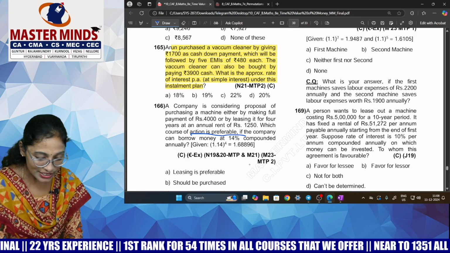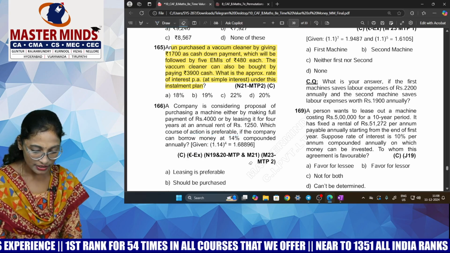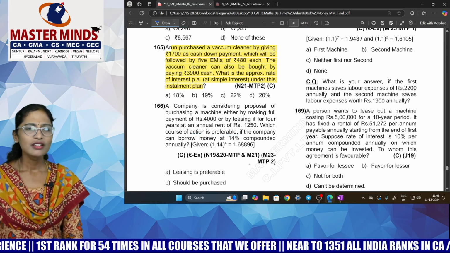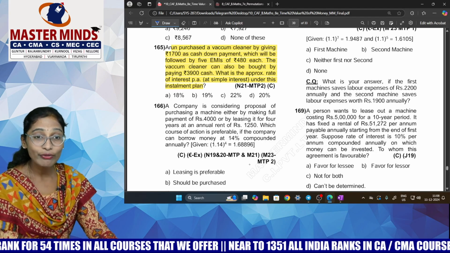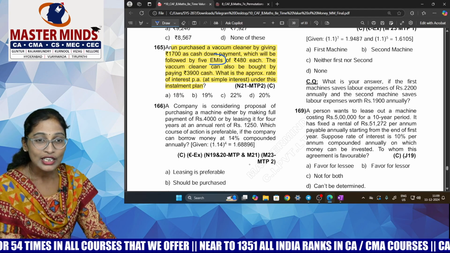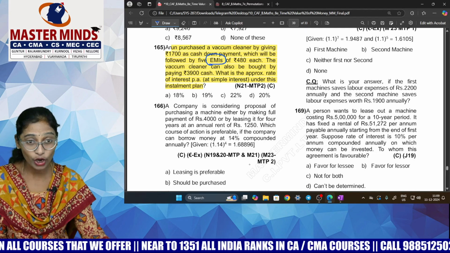Arun purchased a vacuum cleaner by giving 1,700 as cash down. 1,700 down payment, which will be followed by 5 what? Equal yearly installments or equal monthly installments? Monthly installments of how much?